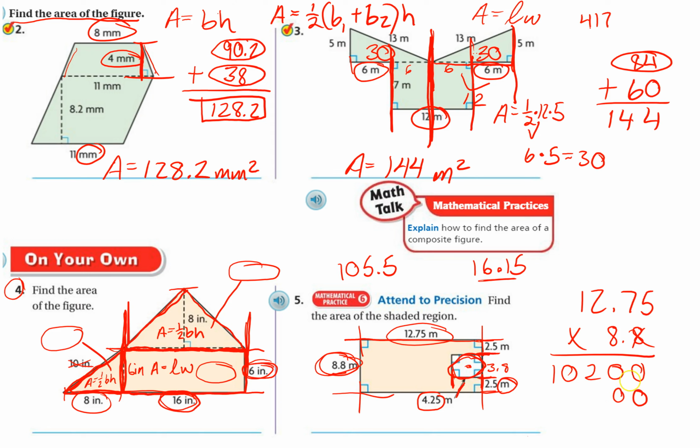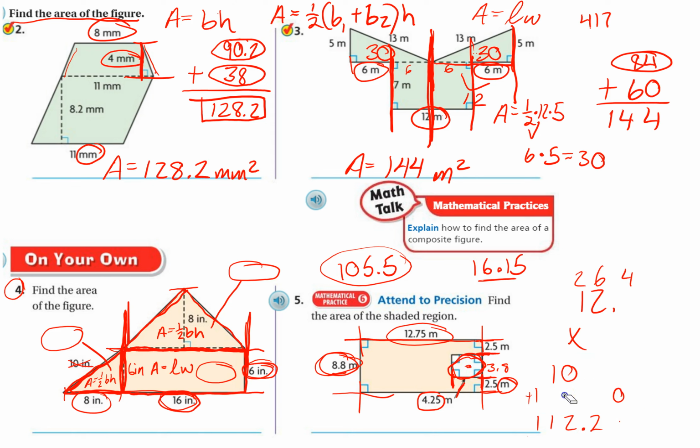8 times 5 is 40. Carrying my 4. 8 times 7 is 56. Plus 4 is 60. 8 times 2 is 16. Plus 6 is 22. 8 times 1 is 8. Plus 2 is 10. 0, 0, 2, 2, 1, 1. There's my error. I got the wrong number for this. So then I move my decimal over 3. I get 112.2 now.